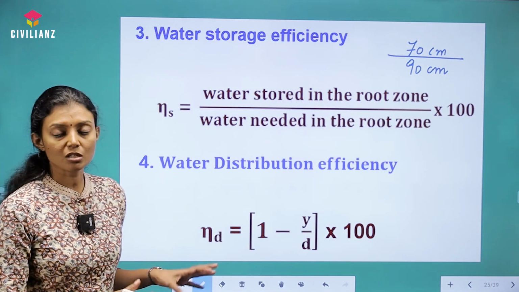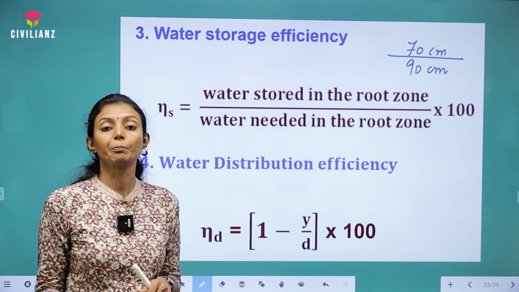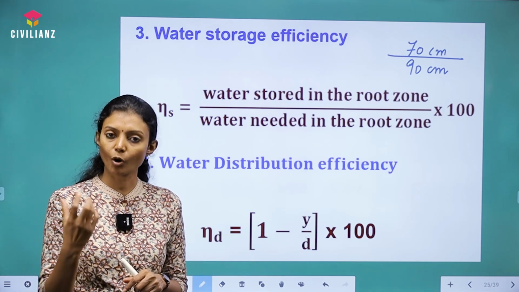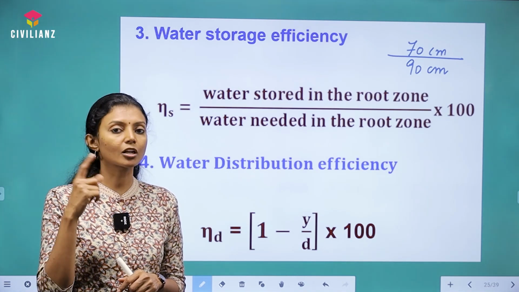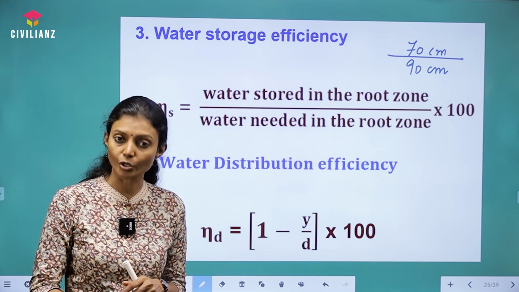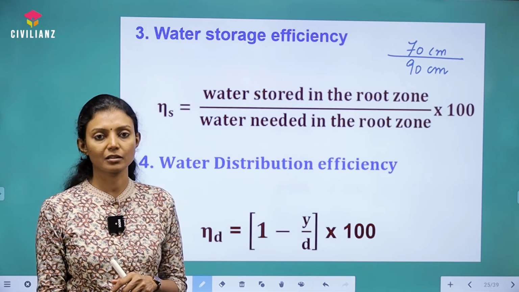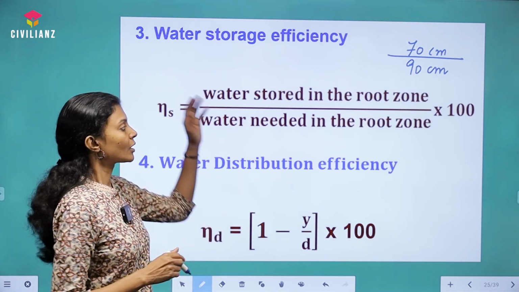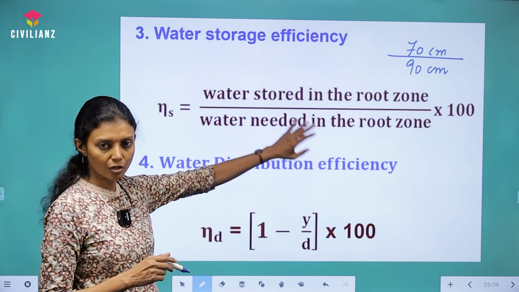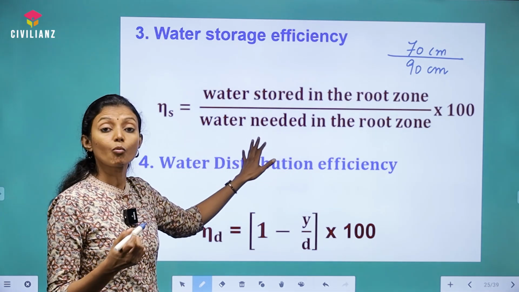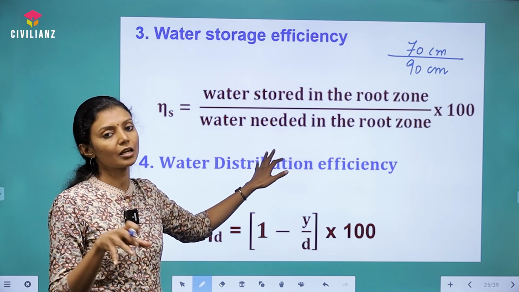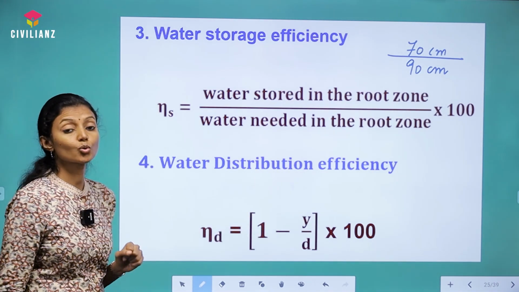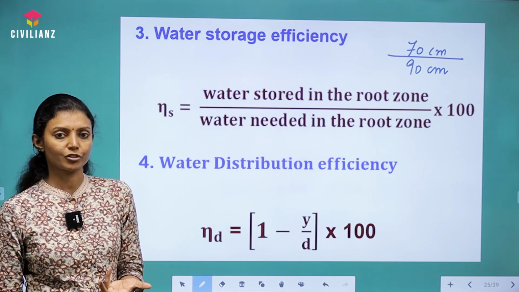Water storage efficiency should be 100% because for the complete growth or maturity of the crop, if it requires 90 centimeter, you should ensure that it gets 90 centimeter. So that is all about water storage efficiency: the water actually stored in the root zone divided by the water actually needed in the root zone, into 100. Clear?